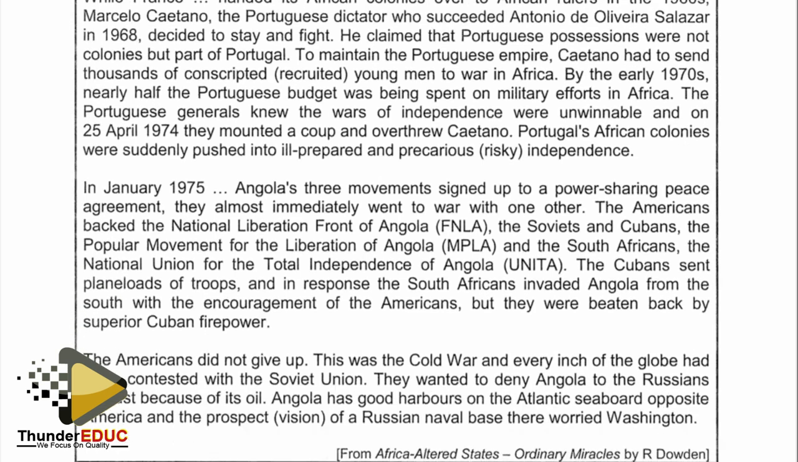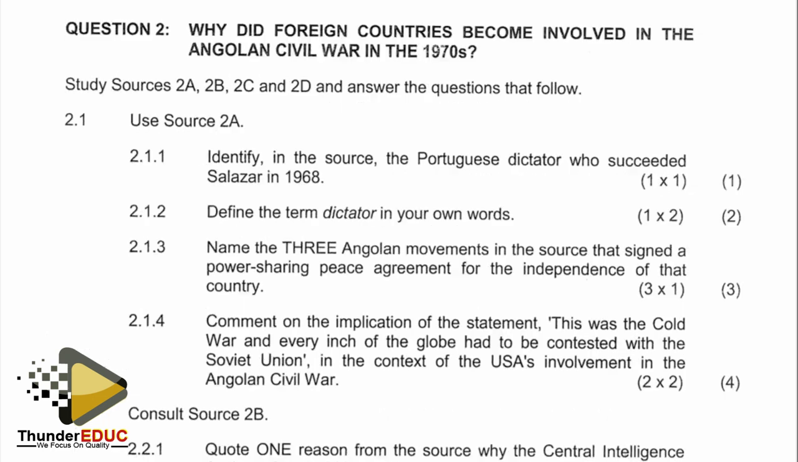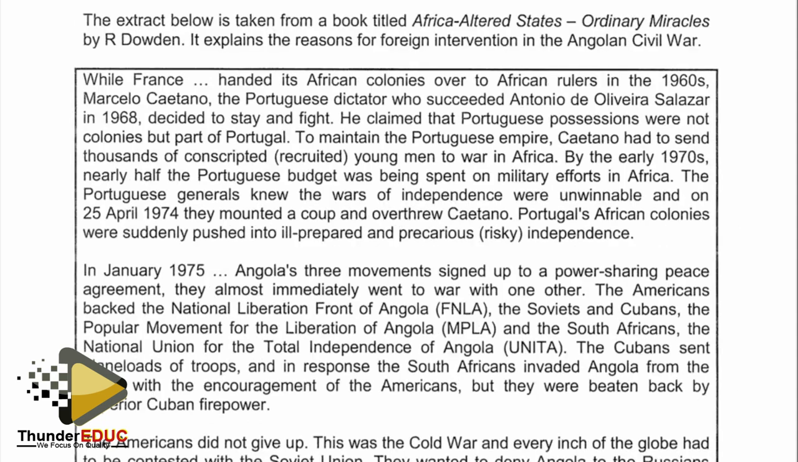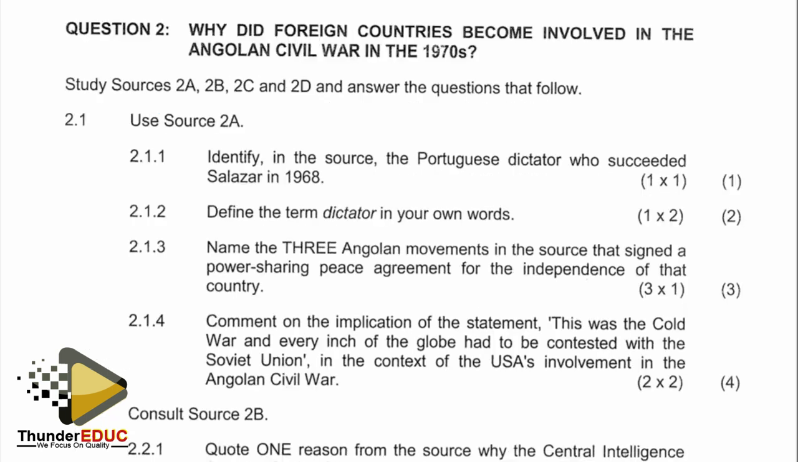Right, so we need to go to the questions and we check the responses as quick as possible. Right, identify in the source the Portuguese dictator who succeeded Salazar in 1968. I think this is an extraction question. We don't need to waste time with this question. It says here, while France handed its African colonies over to African rulers in the 1960s, Marcelo Caetano, the Portuguese dictator who succeeded Antonio de Oliveira Salazar in 1960, decided to stay in the fight. So our response, we find it here. That is the response to the first question. Move on to the next question.